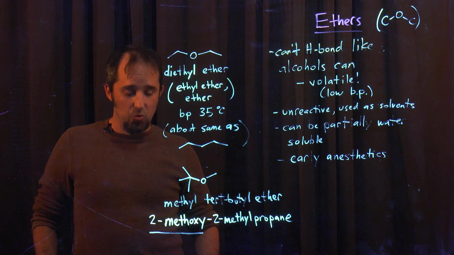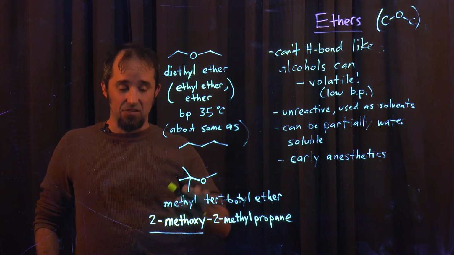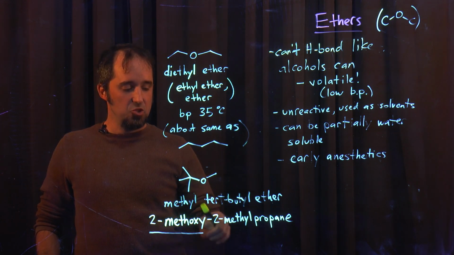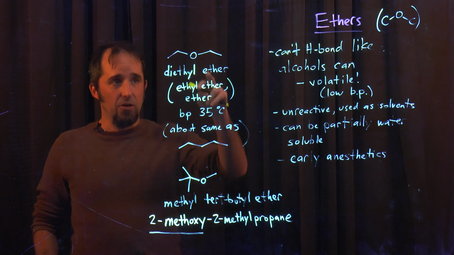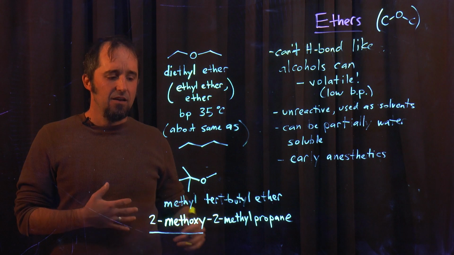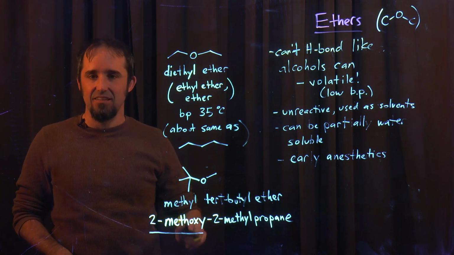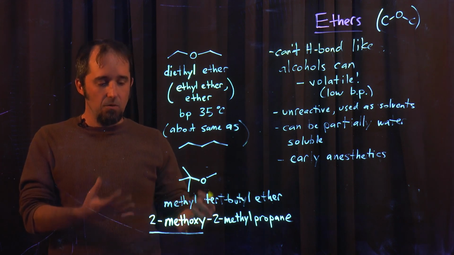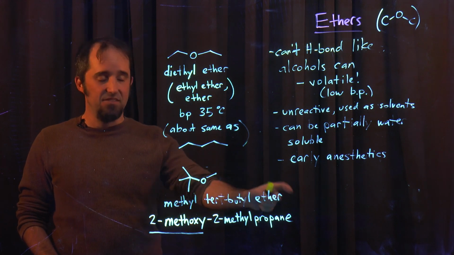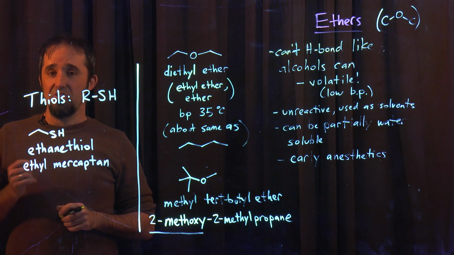In the IUPAC nomenclature, we would name this OCH3 as a piece. So as a substituent, this would be a methoxy. So this is 2-methoxy-2-methylpropane. And up here, this would be an ethoxyethane. So that's the IUPAC way. Again, that's not methyloxy, it's just methoxy, ethoxy, etc. But for small ethers like this, most people will just name both the pieces, and then say ether. Finally, the last functional group we'll talk about in this video is thiols.